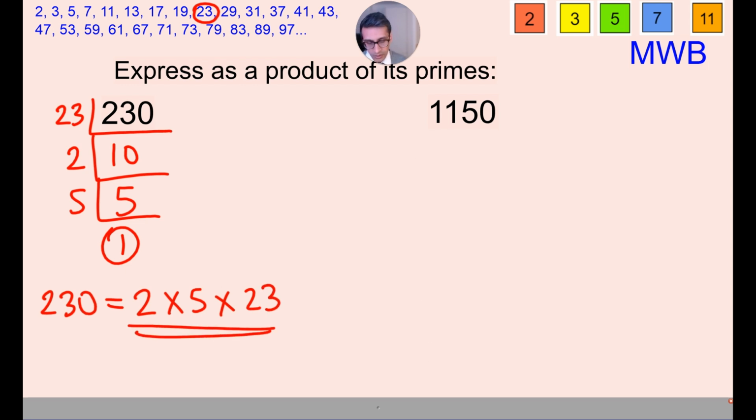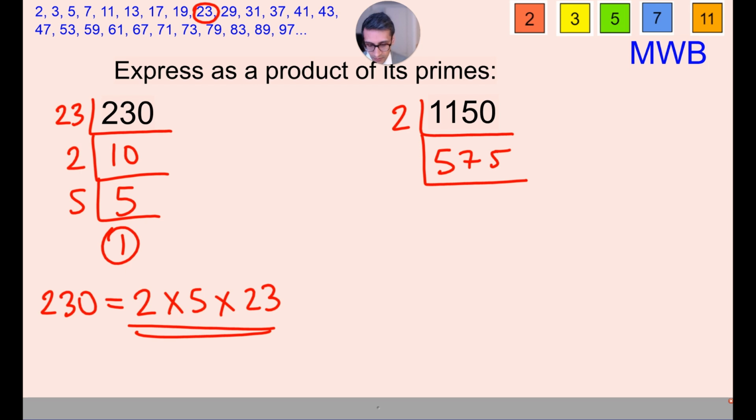Okay, the last example on this slide, let's go through this. So the number is quite big, so we're going to keep our division simple at first. We're just going to divide by 2 first. So 1150 divided by 2. We're going to half 1,000 and then half 150. You're going to end up with 575. Now I know you can't divide that by 2, but you can divide it by 5.